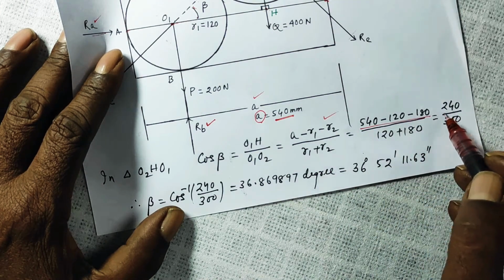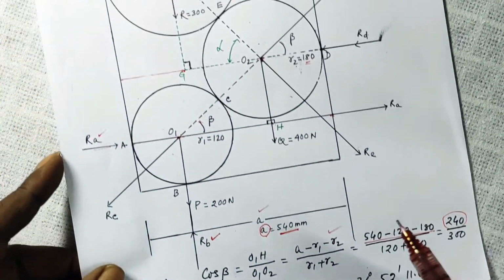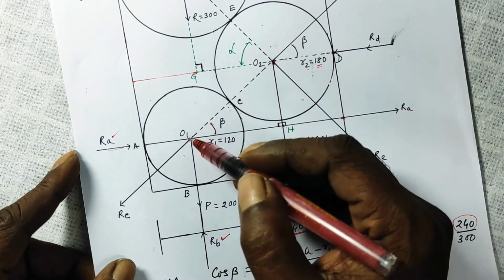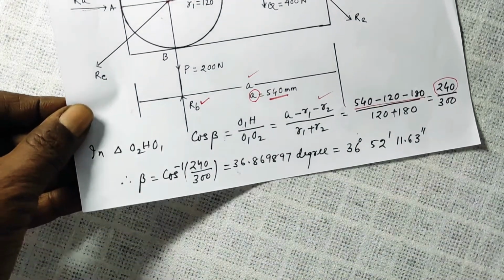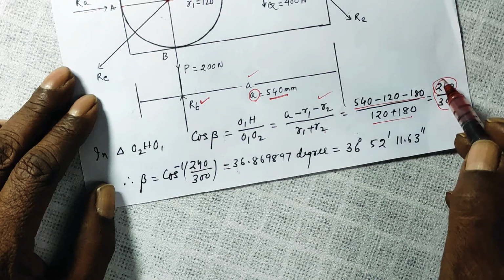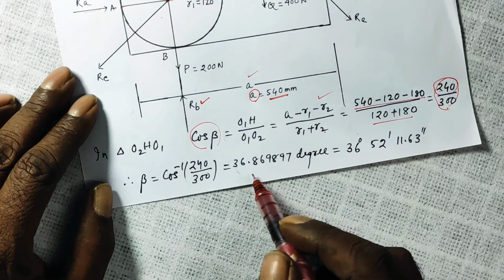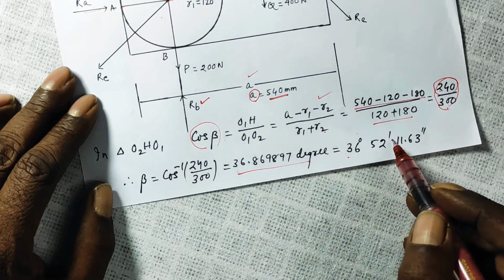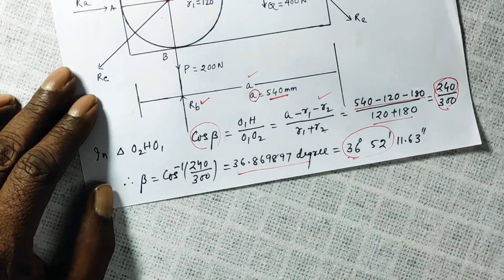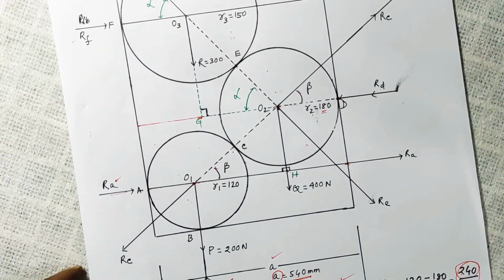That comes out to be 240. And how much is O1O2? That is from the center of this one to the center of this one. Its radius is R1, this radius is R2, so R1 plus R2. Now put the values. This comes out to be 240 over 300. So cos beta is this much. So beta is equal to cos inverse of this. That comes out to be 36 degree, 52 minute, 11.63 seconds of arc. We will consider only this much. Once you have found alpha and beta, then it is very simple.